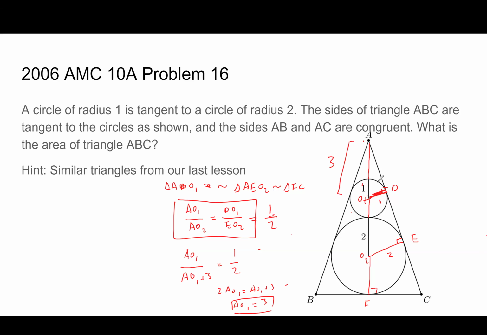Now, what is this? It's a right angle triangle, right? So again, I can use Pythagoras. So AO1 squared minus DO1 squared will give me what? Will give me root 8, right?